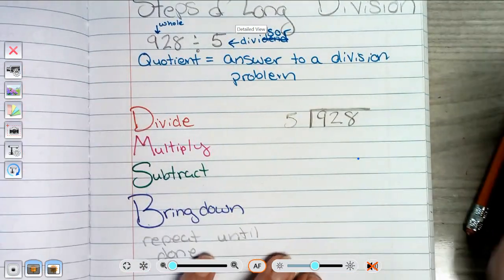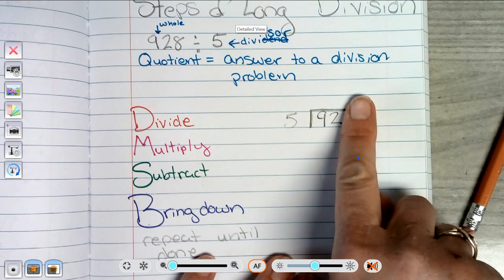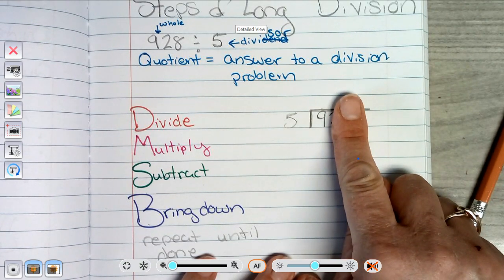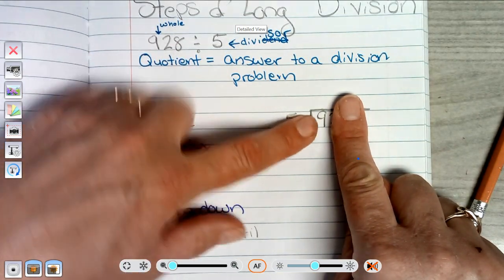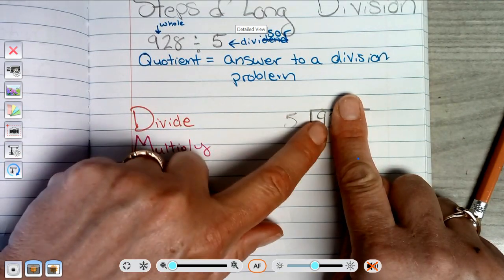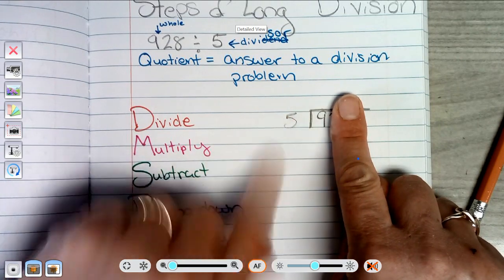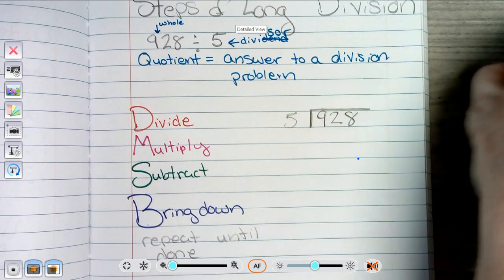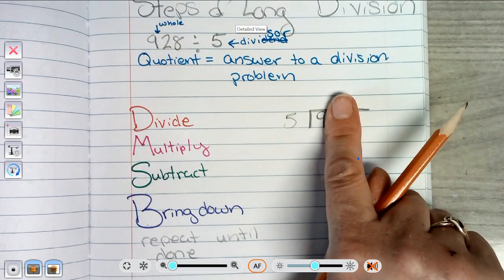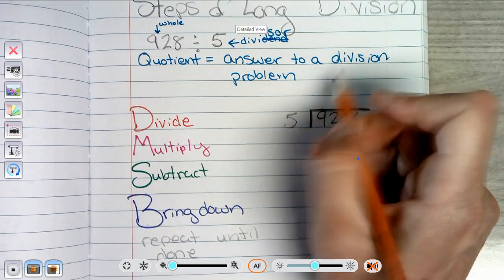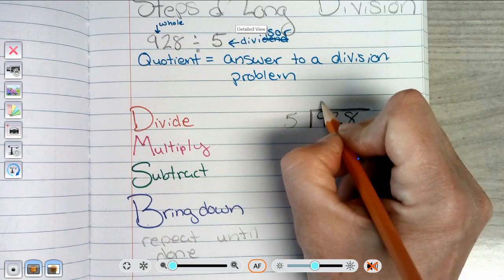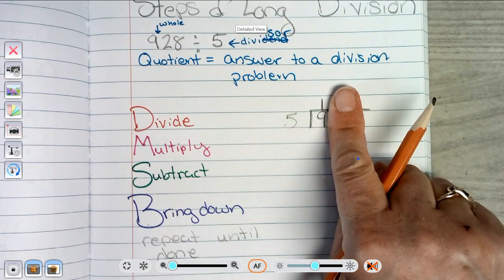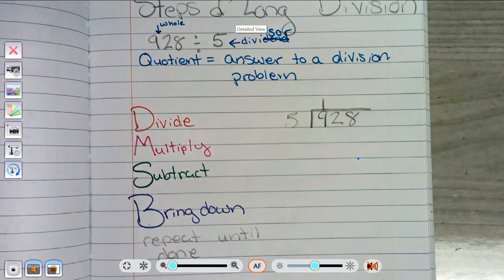So first thing I'm going to do is I am going to divide 9. Look, I'm not trying to do all of 928. I'm just trying to do the 9. Does 5 fit into 9? Yes. What's 9 divided by 5? How many times can I split 9 up, or how many times can I fit 5 into 9? It's only going to fit one time. So that's the divide. 5 will only fit into 9 one time. Okay, so that's the divide right there.